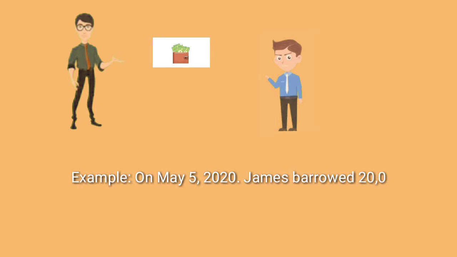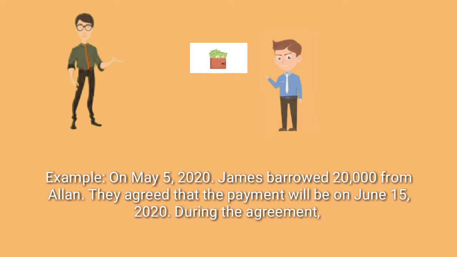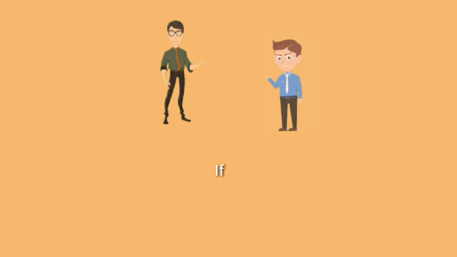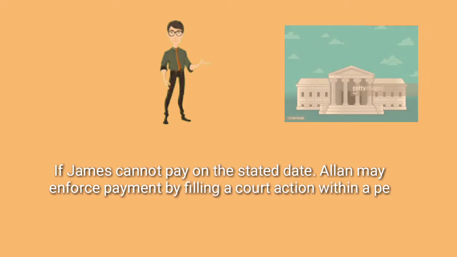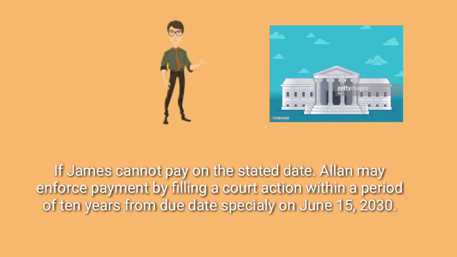Example. On May 5, 2020, James borrowed $20,000 from Alan. They agreed that the payment will be on June 15, 2020. During the agreement, James executed a promissory note. If James cannot pay on the stated date, Alan may enforce payment by filing a court action within a period of 10 years from due date, specifically on June 15, 2030.